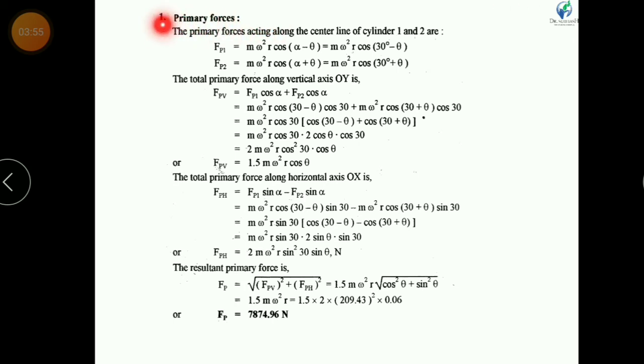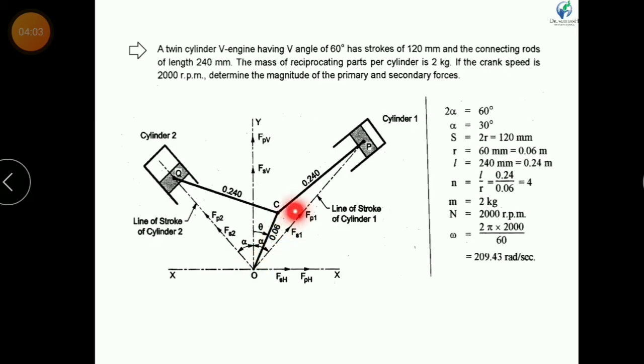Now primary forces. The primary force is acting along the central line of cylinder 1 and 2. So here the primary force Fp1 is acting along the line of stroke of cylinder 1 and Fp2 is acting along the line of stroke of cylinder 2. Okay, so we consider Fp1 having two components, horizontal component and vertical component. Similarly, Fp2 has the same two components, vertical and horizontal.